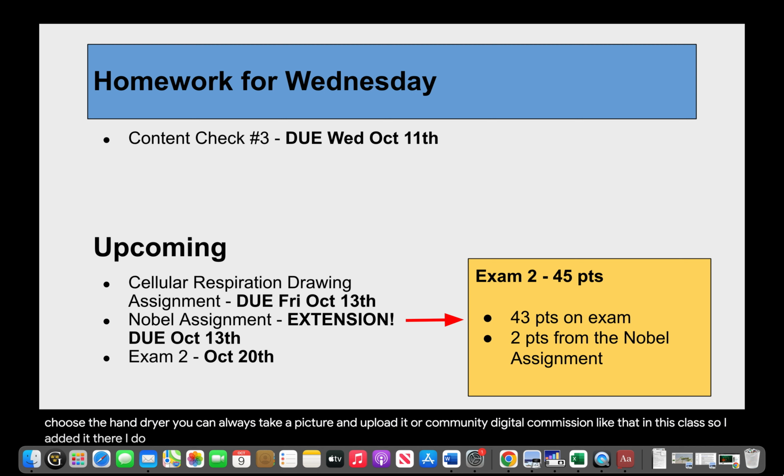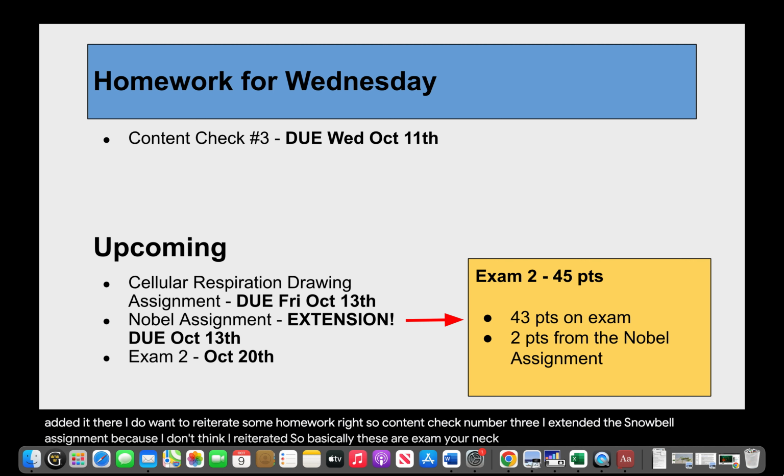I do want to reiterate some homework. Content check number 3, we'll be doing that final question in class on Wednesday. I extended this Nobel assignment because I don't think I reiterated the points and how I'm going to use those points very well. So basically, these are exam points.